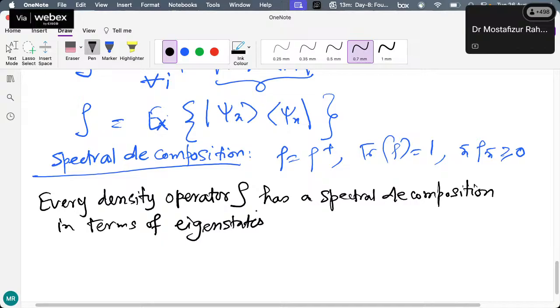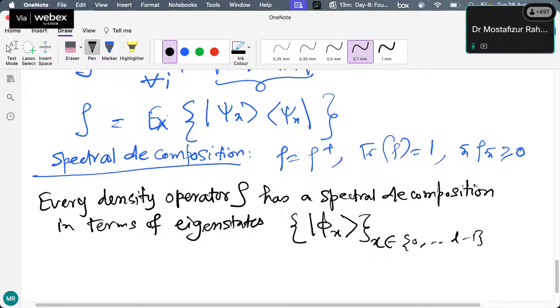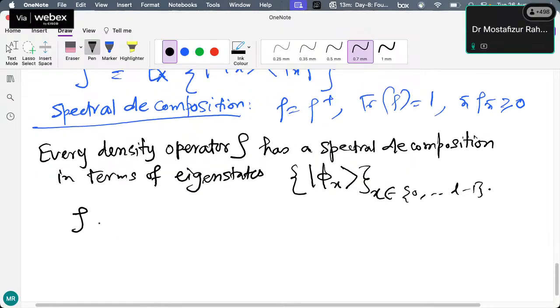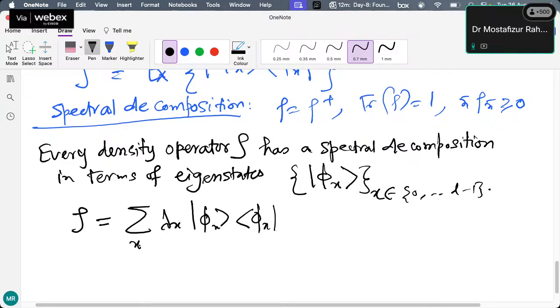So assume it has certain eigenstates, and the set of eigenstates is represented by |phi_x>, for some x belonging to, say, 0 to d minus 1, this many numbers. So we can write the spectral decomposition as rho equals the sum over x of lambda_x |psi_x><psi_x|, that's the outer product of psi_x with itself. These are the eigenbases over x, where lambda_x are the eigenvalues.